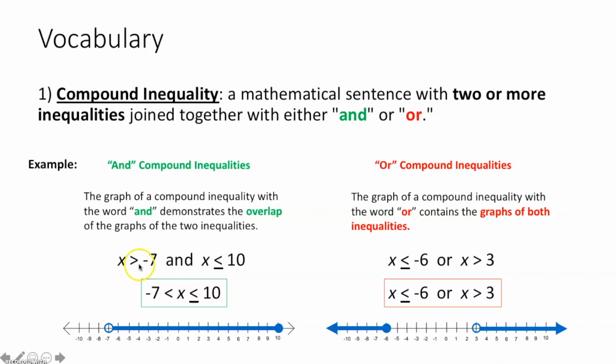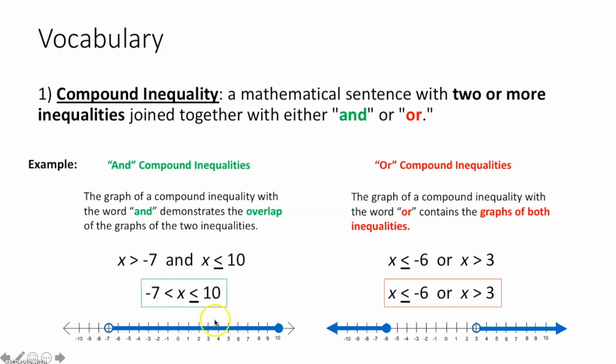Our x is greater than -7. If I were to flip this, I would flip the entire inequality and I would get -7 is less than x. And x is less than or equal to 10. So instead of writing x twice, I could then just write -7 is less than x, which is less than or equal to 10. And it creates one compound inequality. And that is what we do when we have "and" compound inequalities.